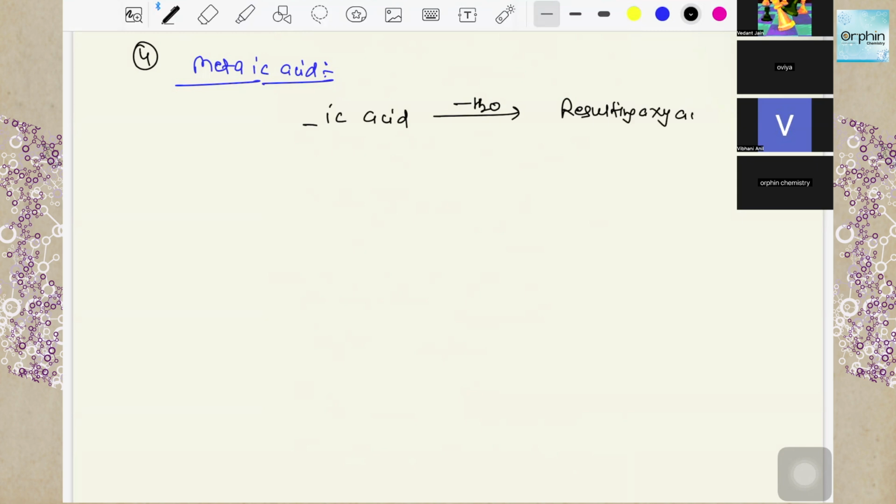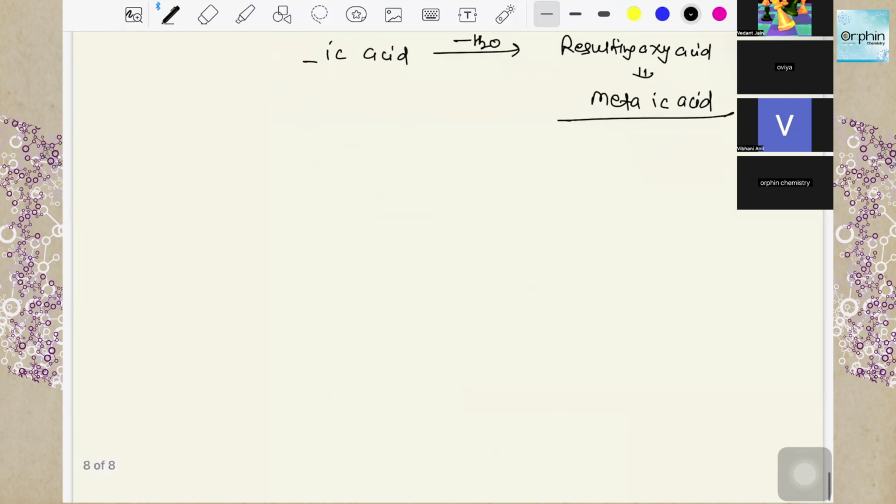The resulting oxyacid is known as metaic acid. Metaic acid, right? So whether the story is real or fake doesn't matter. The thing which matters is we should remember this name. In an ic acid, we are directly removing water, right? And if the oxyacid is formed that way, then we use the name metaic acid.